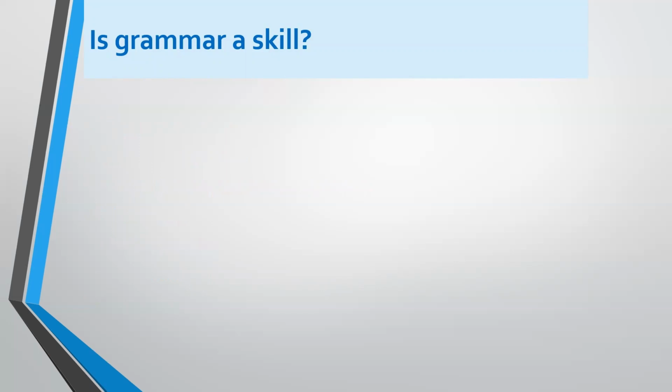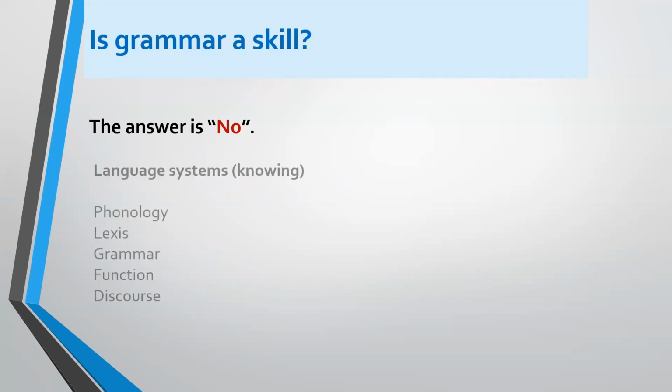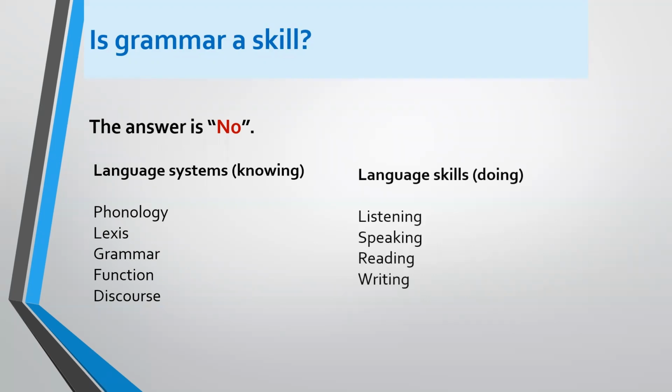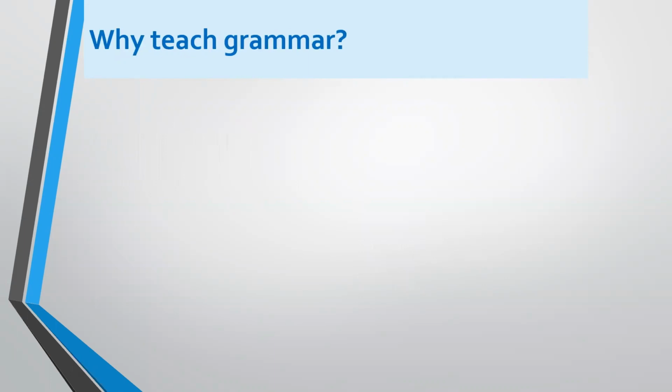All right, so what do you think? I'm not asking you, I'm asking myself: is grammar a skill? The answer is no. So what on earth is grammar? Grammar is not exactly a skill. It comes under language systems, and it has to do with knowledge. There are 5 language systems: phonology, lexis or vocabulary, grammar, function, and discourse. Language skills are different, as you know very well. There are 4 skills altogether, and grammar is one of the systems. It has to do with how the language works and functions.